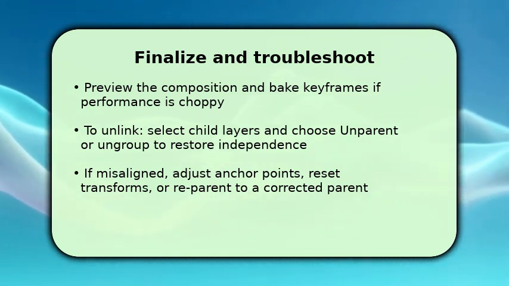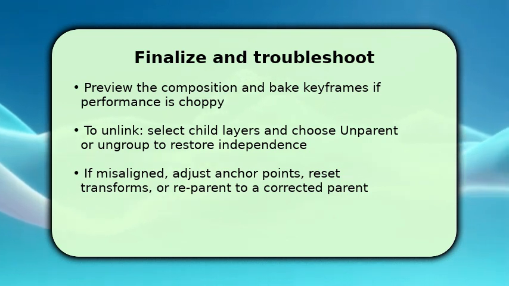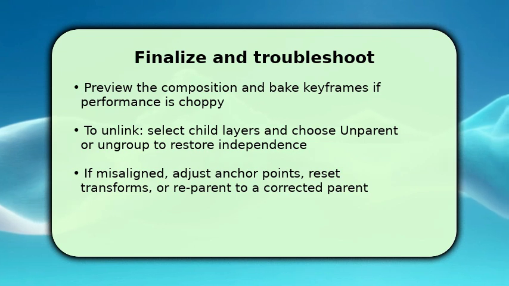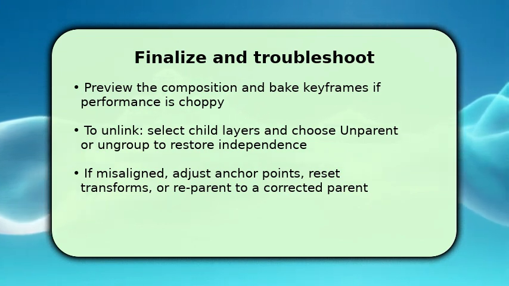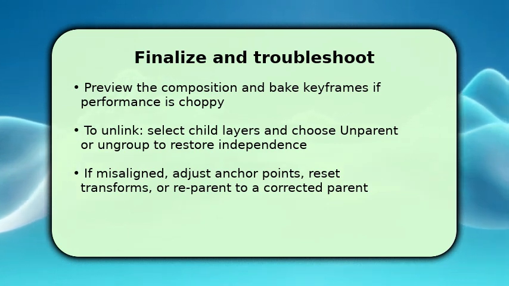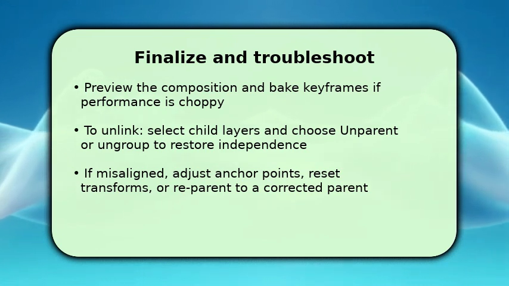If something goes wrong, unlink the child layers and reparent after correcting anchor points. You can reset transforms to 0 to remove offset. If performance lags, reduce preview quality or trim unused layers. Remember, most linking issues stem from incorrect anchors or unintended pre-existing transforms, so check those first before redoing the link.